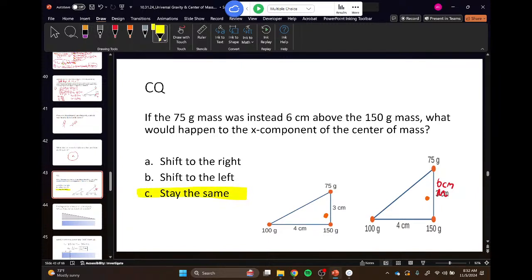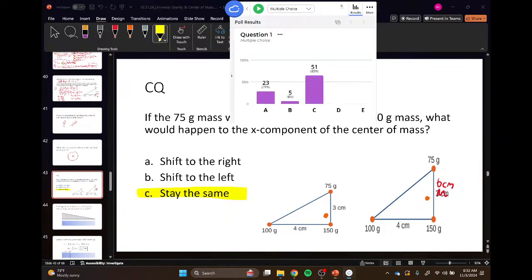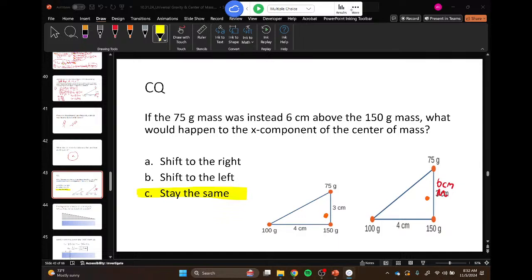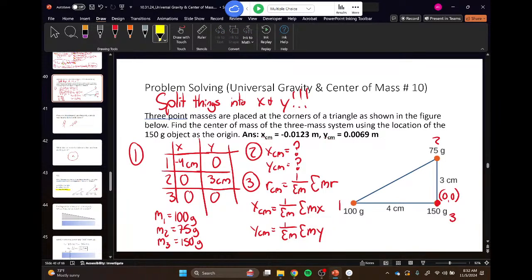This is an exercise in XY independence. If I move things up and down, why do I care about the X? I don't. Shifting it upwards has zero effect on the X component because I didn't change any X components of anything. If you look at the equation for the center of mass of the X, it all has to do with X coordinates. All the X coordinates are the same. So, be careful. X and Y are independent of each other.